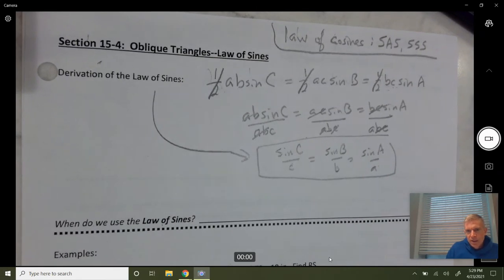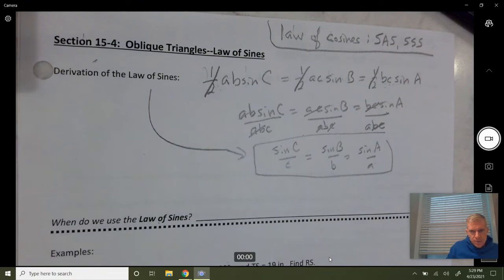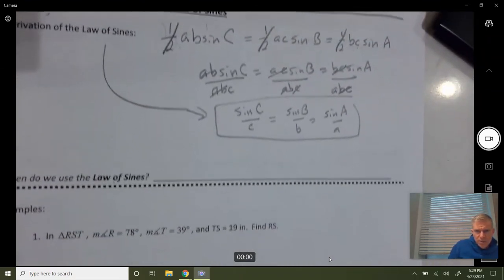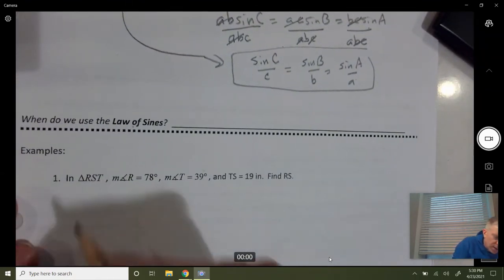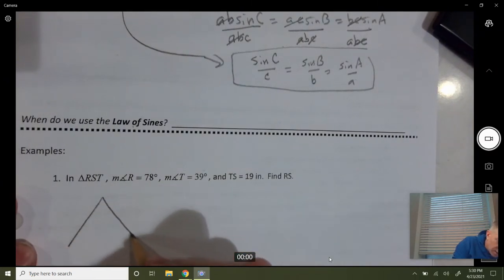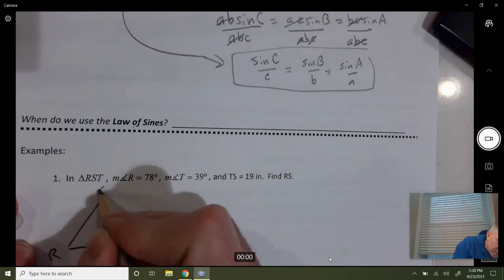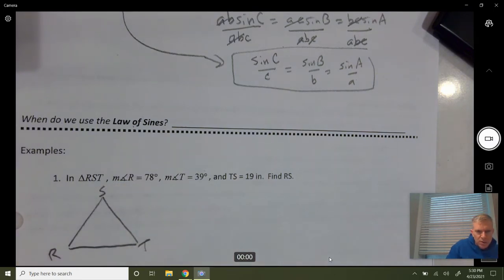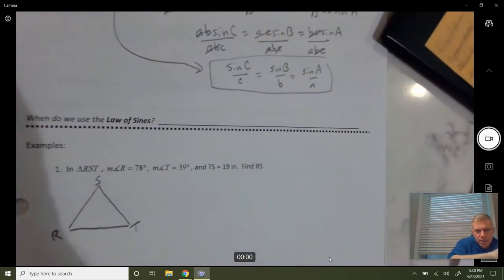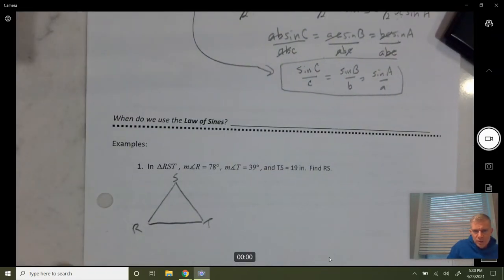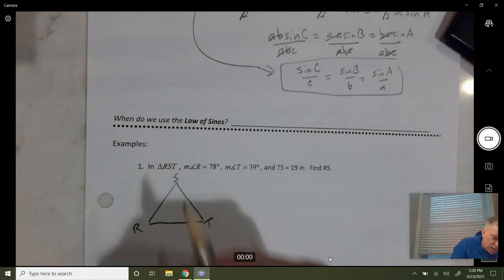Okay. Now, when do we use it? Well, let's look at a couple examples and see how it works. Okay. The first example, in triangle RST. So I'm going to draw a triangle. I'm not even going to worry about drawing it to scale, and you'll kind of see why as we go further. Okay. But I'm just going to draw a triangle RST. Once I solve for all the missing sides and angles, it would be easier to get an idea of exactly what this triangle would look like to try to draw it to scale.